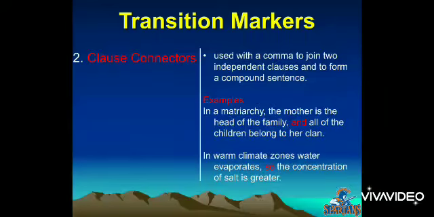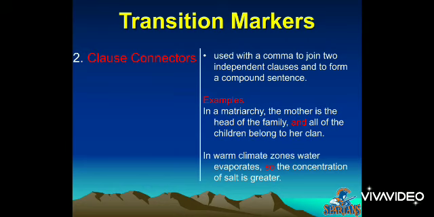The second type of transition markers is clause connectors. Clause connectors are used with a comma to join two independent clauses and to form a compound sentence. You might recall from your previous lessons that an independent clause is a group of words with a subject and a predicate and can stand alone. Look at the example below.